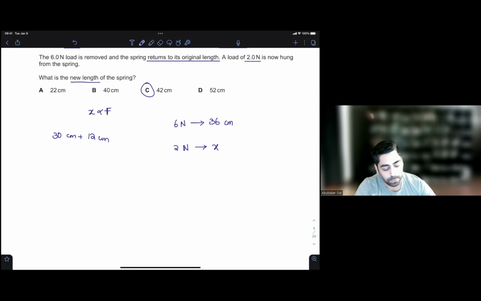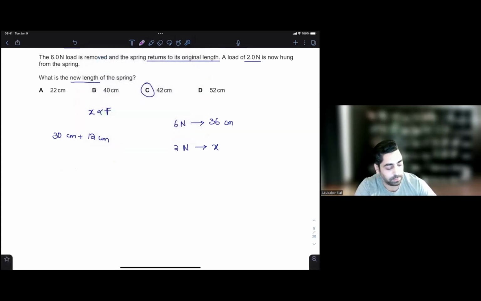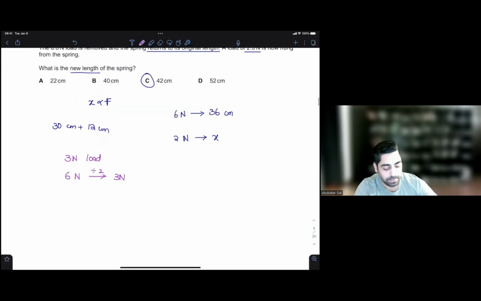Just to quickly show you, let's suppose they had asked us, what's the new length if we replace the load with a 3 Newton load? In that case, going from 6 to 3, what are you dividing with? You're dividing it by 2. So the extension would also get divided by 2. In that case, the extension would be 18 centimeters, and the new length would then be 30 plus 18, which is 48.